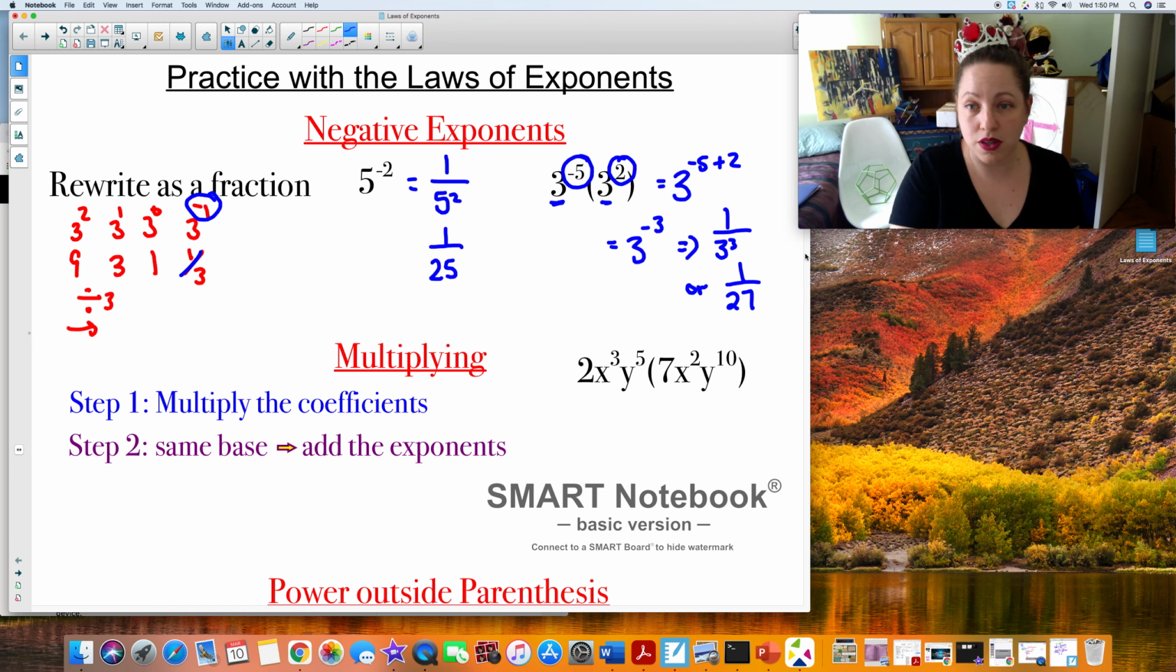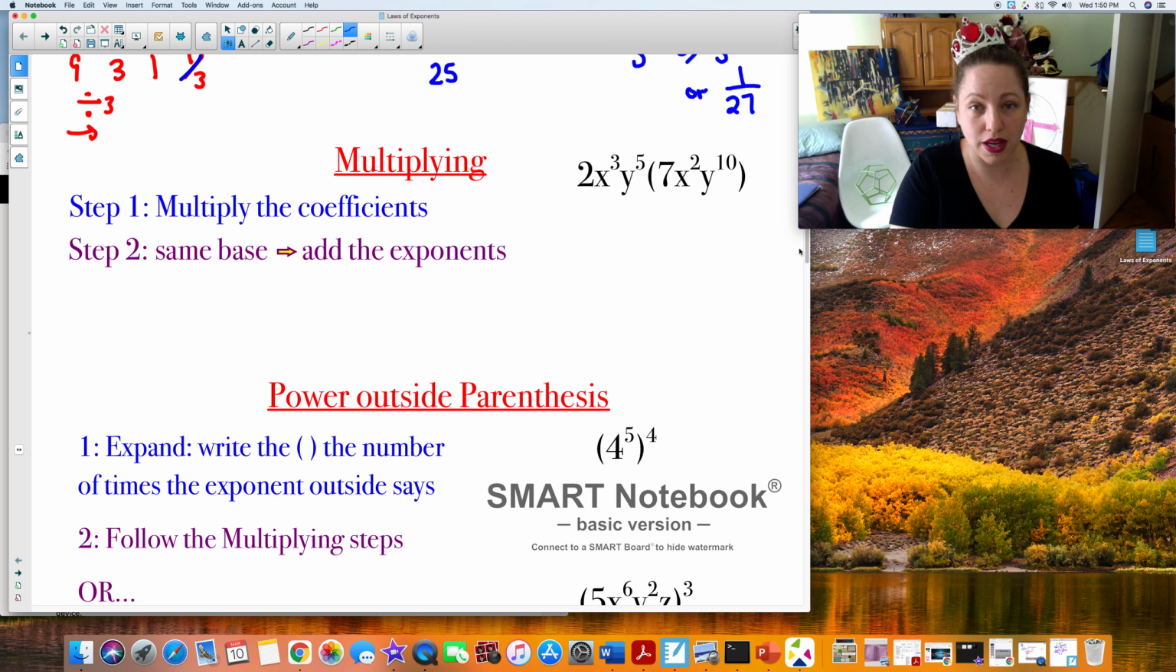Let's keep going. So now we're going to go to multiplying. When we are multiplying, the first step is you always look for coefficients. Multiply those coefficients. 2 times 7. Okay, those are super important. 2 times 7. That will give you 14. And now, if the base is the same, you add the exponent.